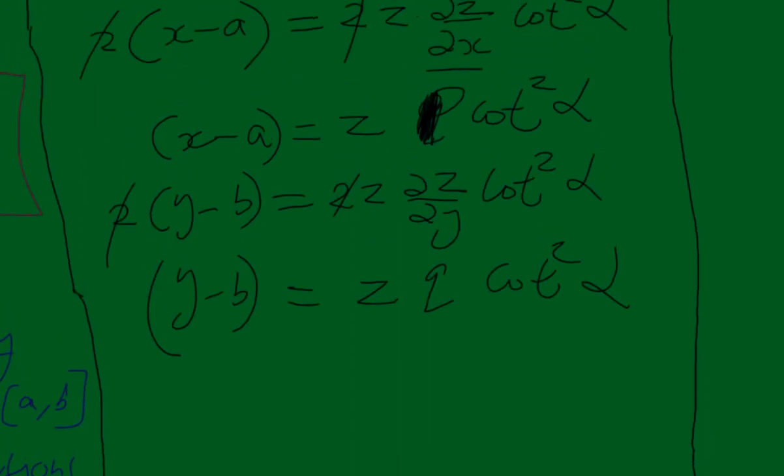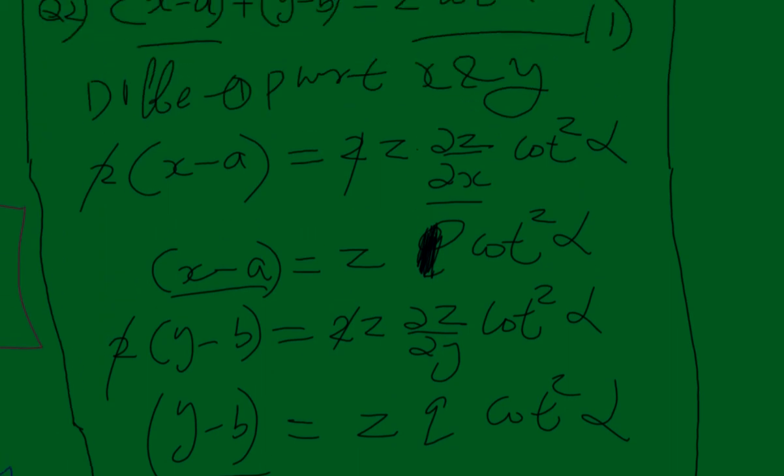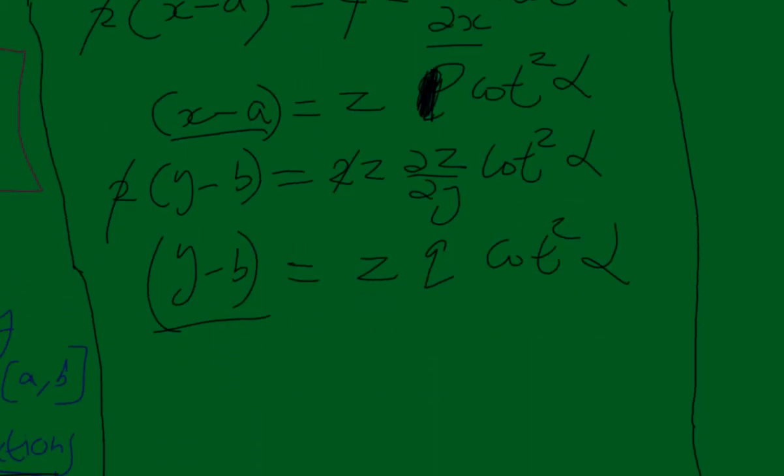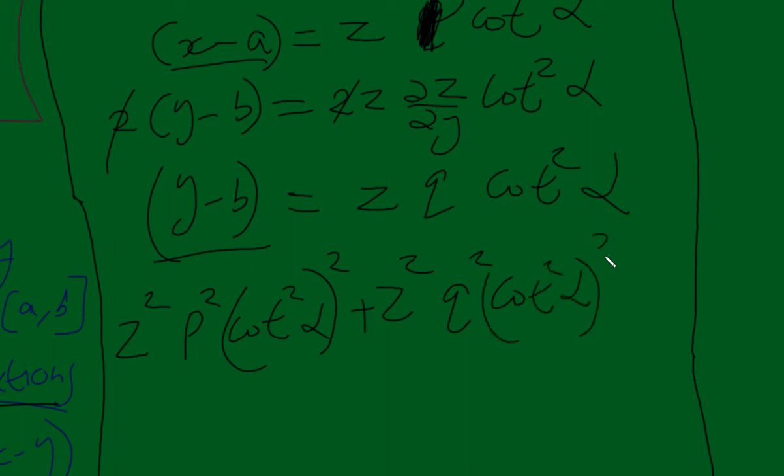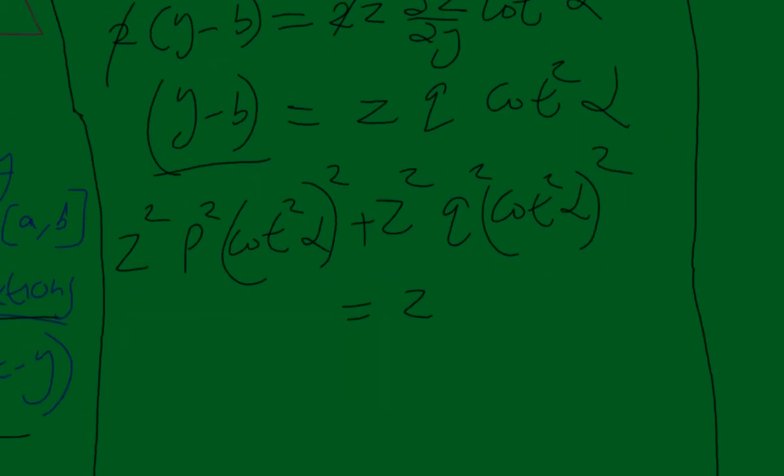Okay, then we will put x minus a and y minus b in equation number 1. So what we will get is p square cot square alpha the whole square plus q square cot square alpha the whole square is equal to z square cot square alpha.